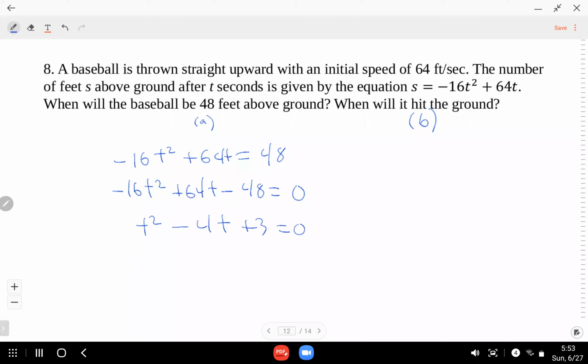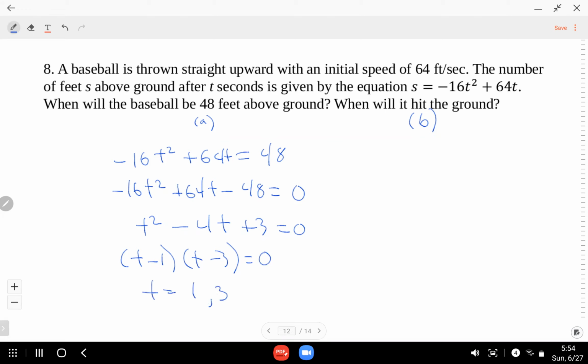To avoid making errors, we're just going to divide it by negative 16 to make it into positive and easy small numbers to work with. Basically, now we need t minus 1, t minus 3 equals 0. So, basically, t equals 1 or 3.